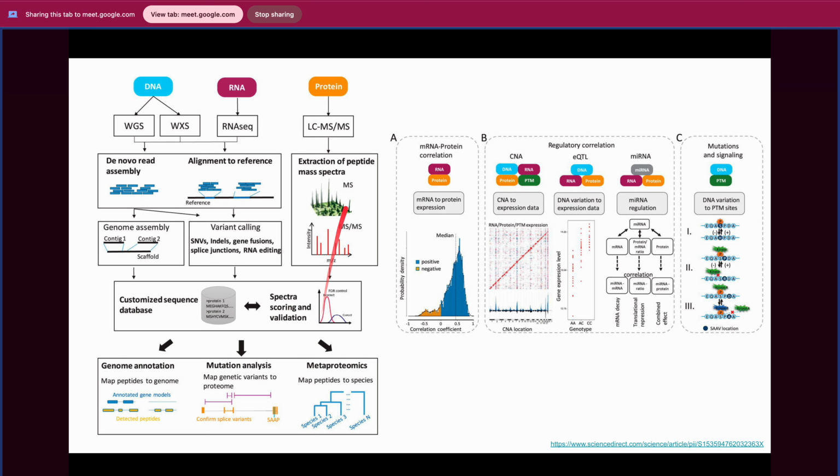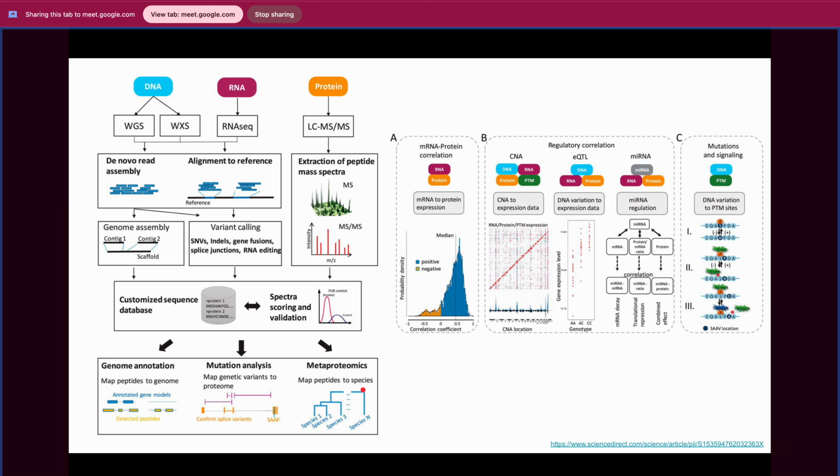For scoring and validation, you take the data from proteomics experiments such as LC-MS, which is mass spectrometry analysis, and then ultimately the customized sequence databases and this spectra scoring and validation can all be combined. Ultimately, it will help to do genome annotations, mutation analysis, and metaproteomics, in which the peptides could be mapped to species as well.